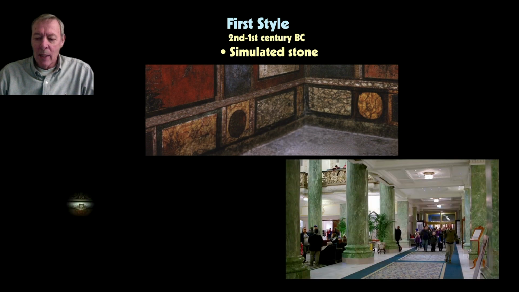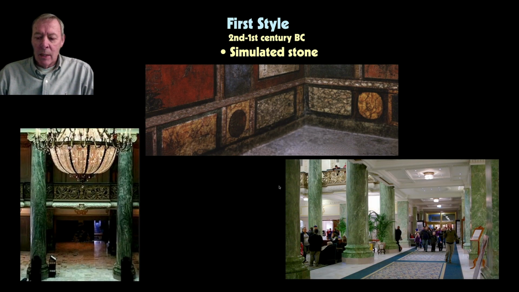Some of you may recognize this interior at the Joseph Smith Memorial Building in Salt Lake. These columns appear to be made of green marble. In reality, they are wooden columns covered with plaster and then painted to look like they're made of green marble. Over here you see another view, fairly cleverly disguised.